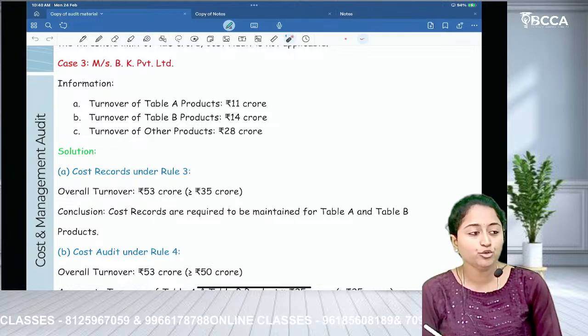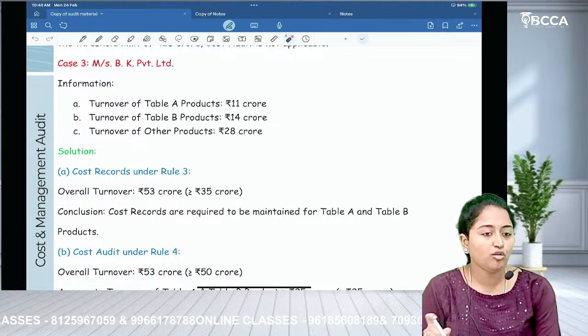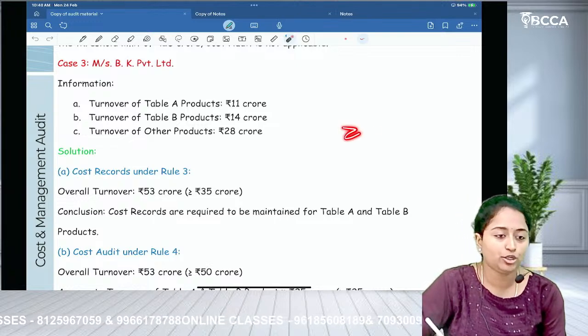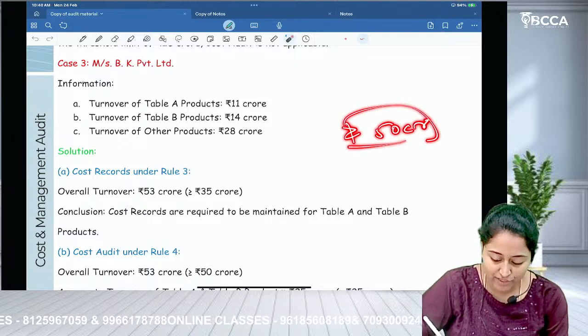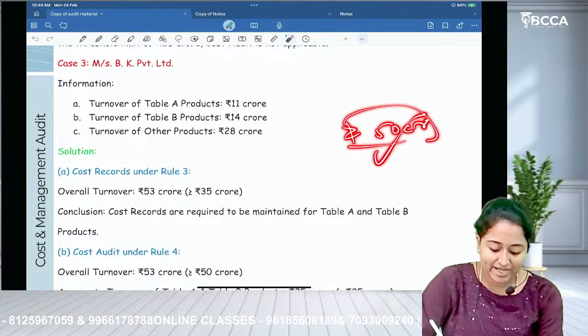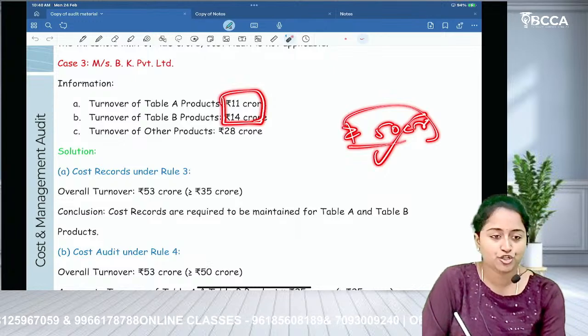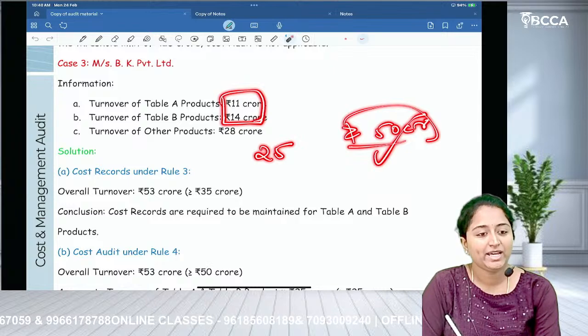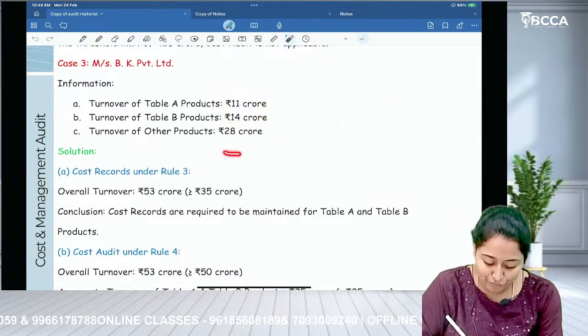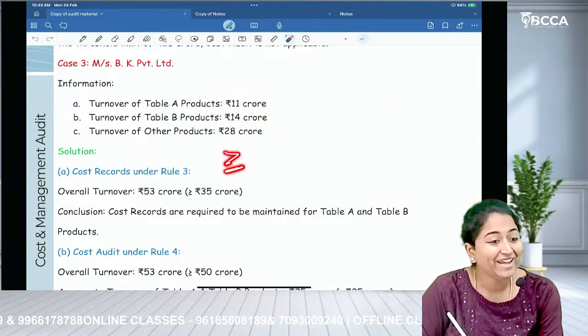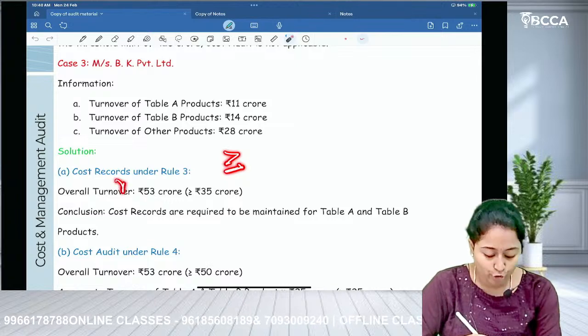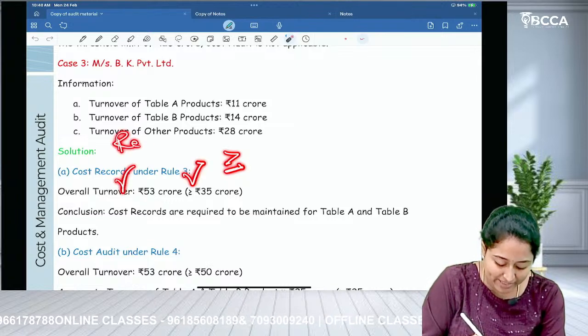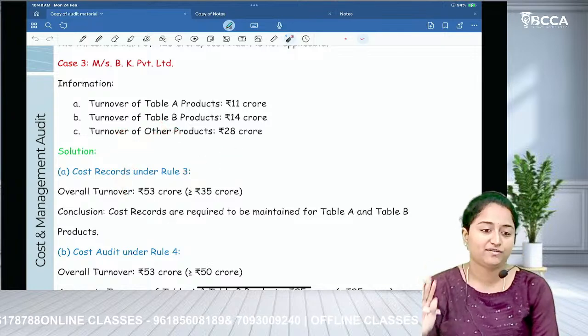Now, coming to rule 4. First is overall turnover should be more than or equal to 50 crores. So, the first limit is satisfied. Second, overall should be how much? More than or equal to 25. It is exactly 25. So, we have not only more than, we have more than or equal to. So, the two limits which are given under regulated sector are satisfied.